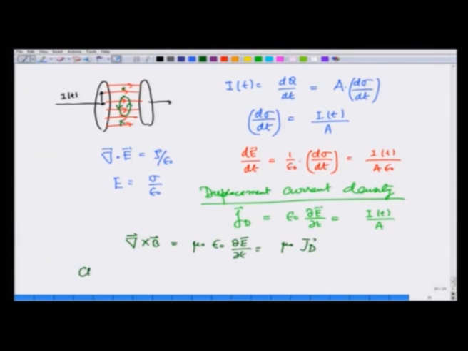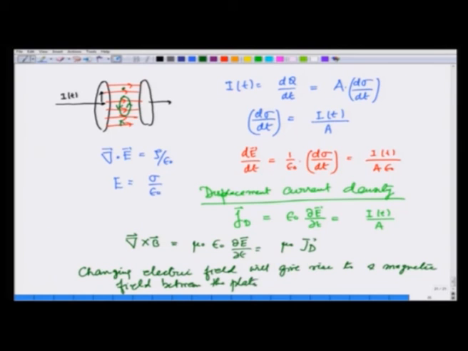So, a changing electric field will give rise to a magnetic field between the plates and also outside. That is the effect of displacement current.